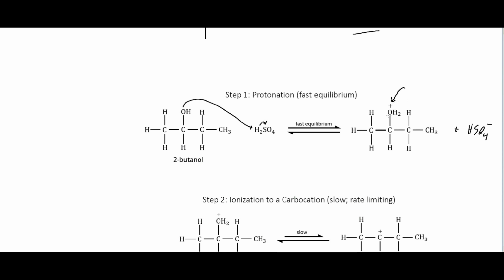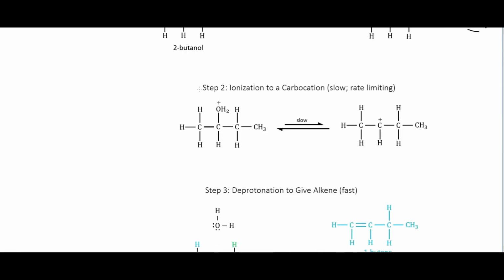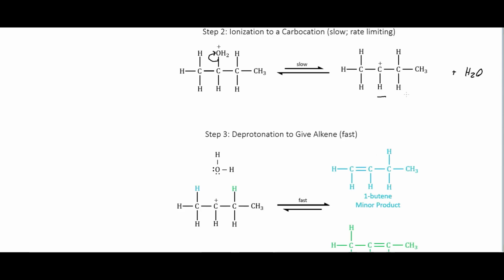So this is in fast equilibrium, meaning that we can do this, but then we could also have probably not this H2SO4, but probably something like a water come in here and take it back off. So this is in fast equilibrium. But sometimes, and I say sometimes because this again is the slow step, you might actually have this come off of here. So the electrons go onto there to form a water. So we're forming an H2O here, and we're forming our carbocation right here. So that is the ionization to carbocation. That's that rate limiting step.